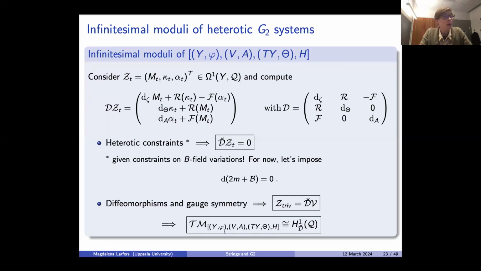And moreover, we can show without any assumption that the diffeomorphism and gauge symmetry correspond to D-check exact variations. So then we're done. We have shown that the variations that we have, at least under this condition where we link the geometry deformations to the B field deformations in this particular way, give us this elliptic complex with the associated cohomology, which counts our moduli.